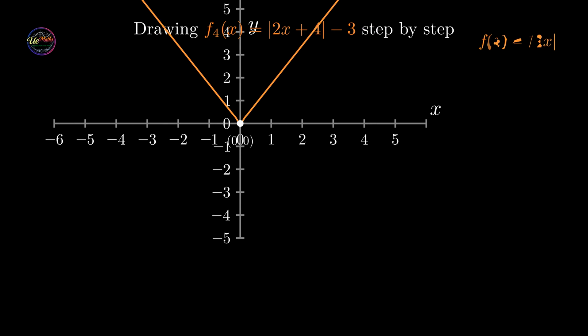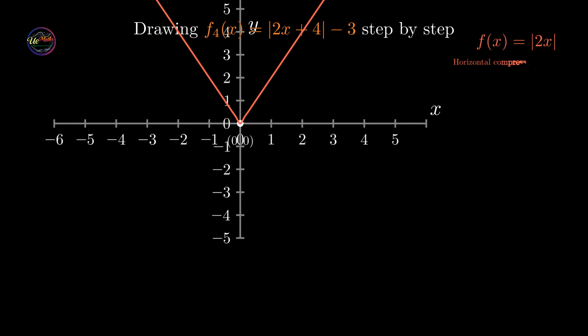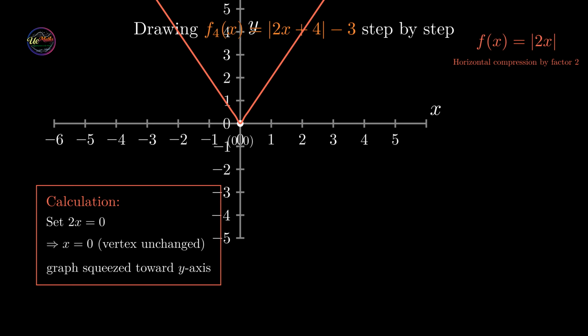Step 2. We replace x with 2x, giving absolute value of 2x. Setting 2x equal to 0 still gives x equals 0. So the vertex stays at the origin, but every point moves horizontally toward the y-axis. The graph becomes narrower. It is compressed horizontally by a factor of 2.